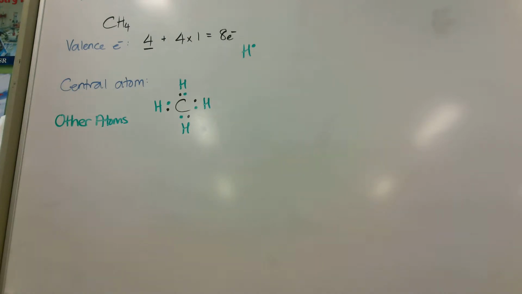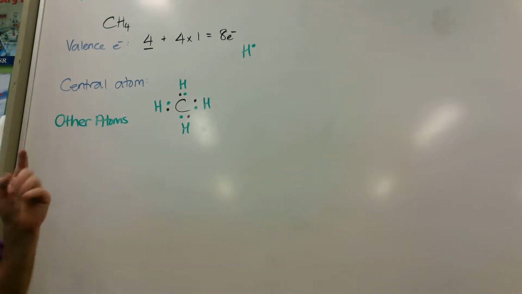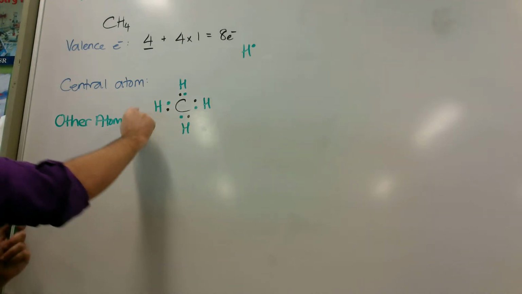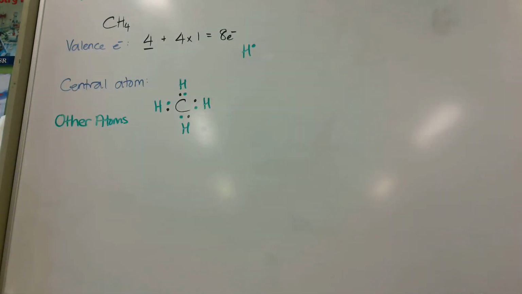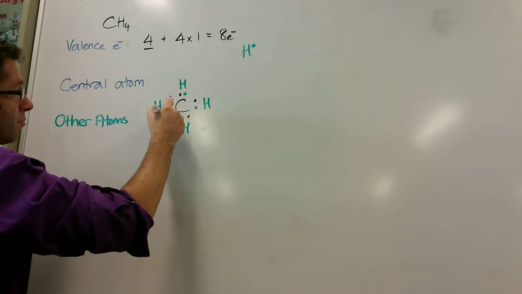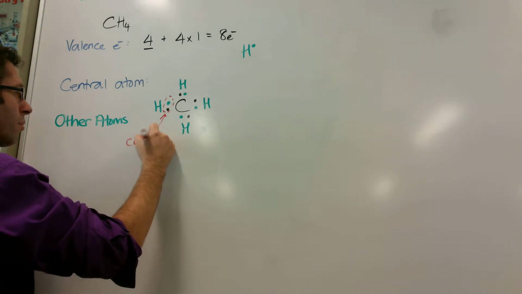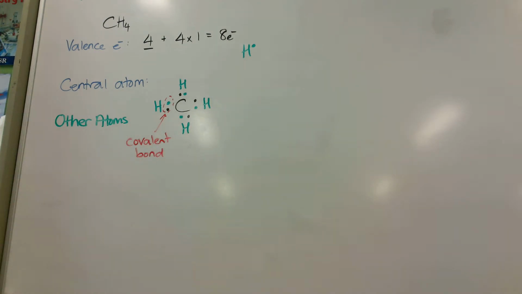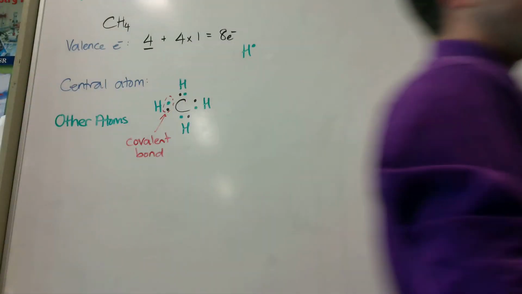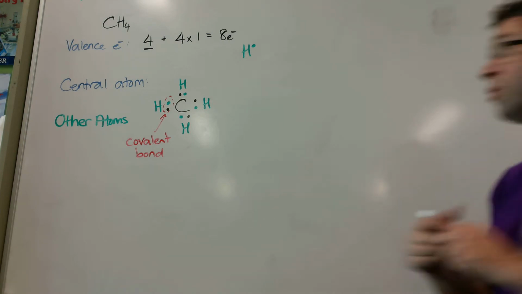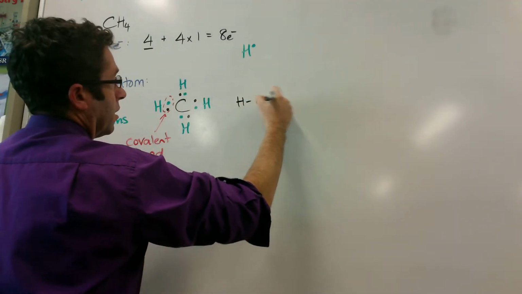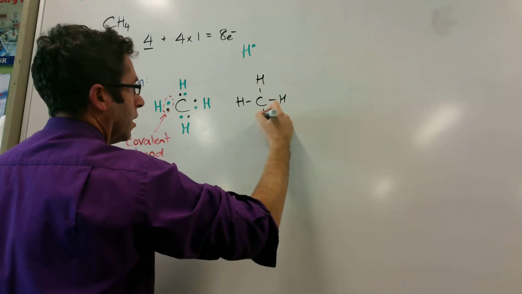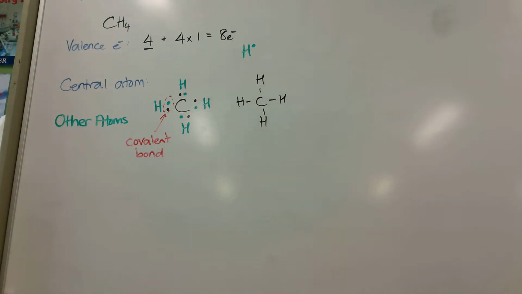I could simplify it. Every time I have 2 electrons paired in between 2 atoms, so here's a pair of electrons in between 2 atoms, every time I see that, this is a covalent bond. So I can actually represent that as something a little different. I can represent that as a single line. So I could actually redraw this as, which is what we'd normally call a structural formula.